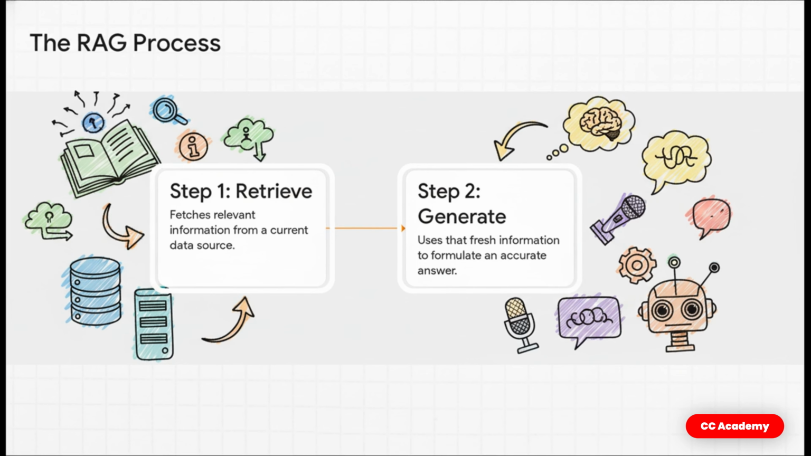And the way it works is beautifully simple. It's just a two-step process. First, when you ask a question, the retrieval part kicks in. It goes out and fetches these little snippets of current, relevant info from whatever knowledge source you've pointed it to. Then, the generation part takes over. The LLM looks at your original question and all that fresh information it just retrieved, and it uses both to create a much, much better and more accurate answer.